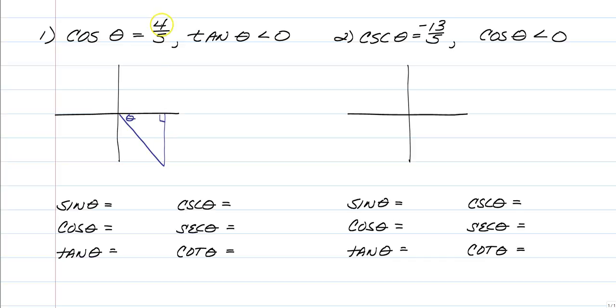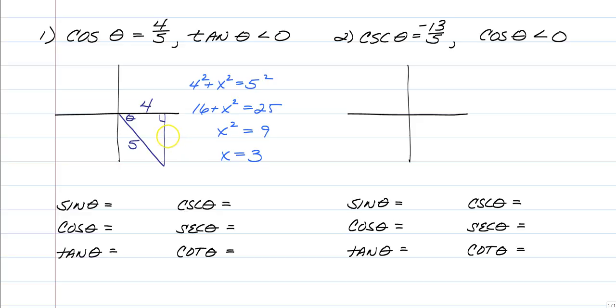Now, cosine is given as the adjacent side over the hypotenuse. So we're going to put a 4 on our adjacent side and a 5 on the hypotenuse. And this is where the Pythagorean theorem comes into play. We have to find this value down here. To do that, it's just 4 squared plus x squared is equal to 5 squared. That should give you 16 plus x squared is equal to 25. So if x squared is equal to 9, then x is equal to 3.